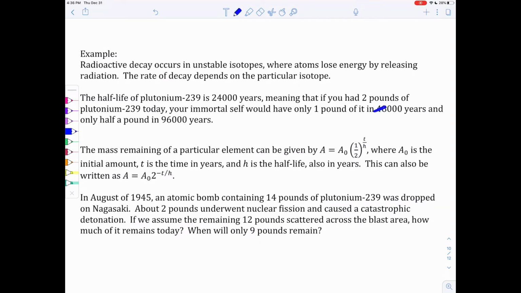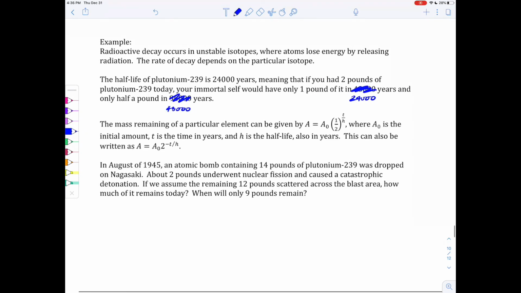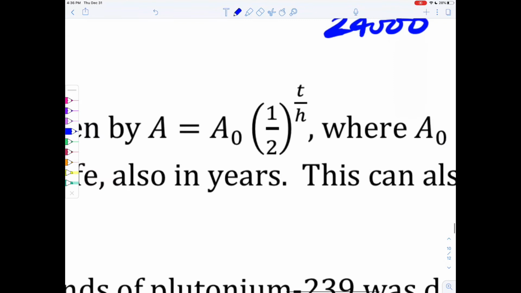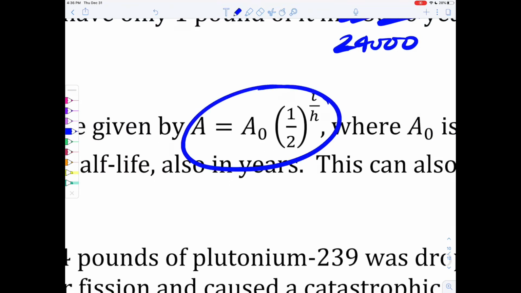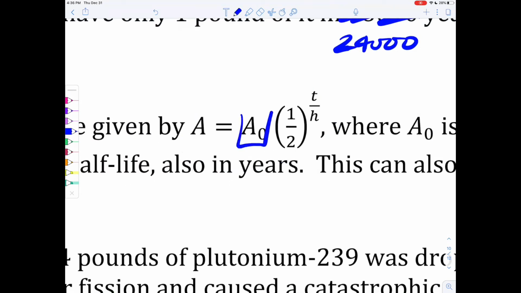Sorry, everyone. There should be 24,000 years there, and this should be 48,000 years there. So that's worth noting. Now, the mass remaining of a particular element or isotope can be given by this formula, where A sub naught is the initial amount, A is the amount you have now, time is in years, and this is the half-life, which is also in years.